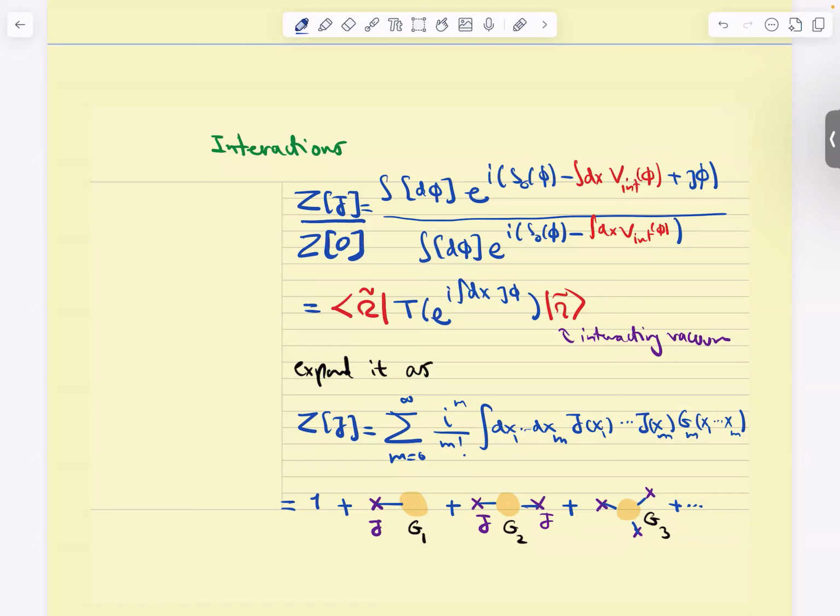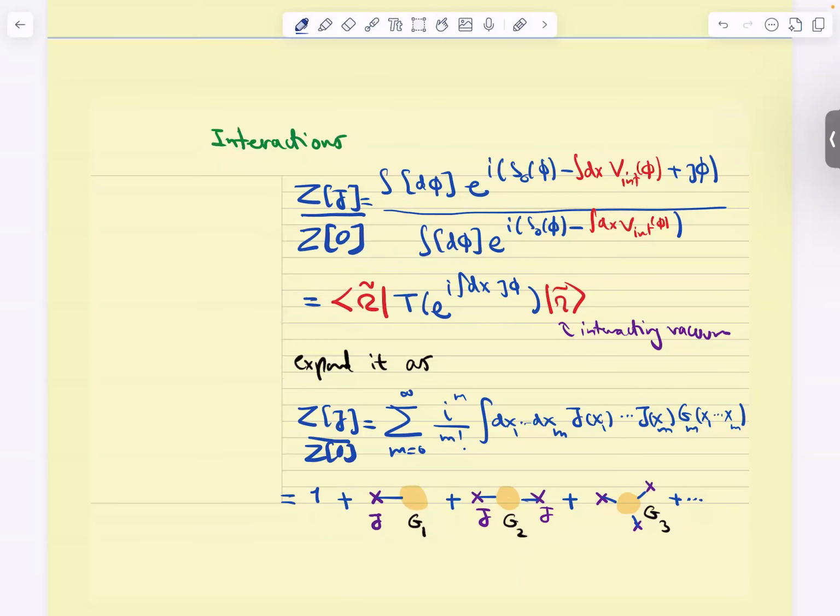Okay, so this is what it is. Sorry, I'm just dropping all of these zeros. It's normalization. So take this guy and expand it. What are you going to get? You're going to get the sum, of i to the power of m over m factorial, integral of dx^m, J(x1) to J(xm), the time-ordered m-point function in the interacting vacuum, otherwise known as G_m of x1 to xm. This is the Feynman correlator, time-ordered.